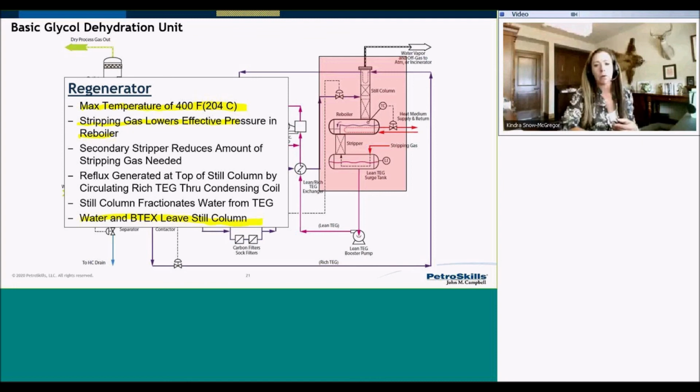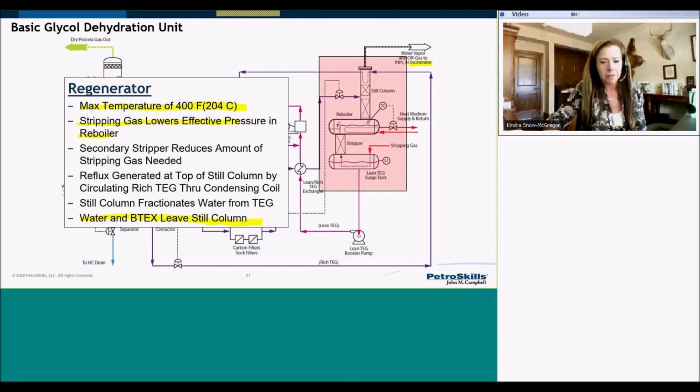I might try to burn it in my fire tube, but because the B and the E are carcinogens, the T and the X are significant irritants to your lungs. All right, so that's the deal with the regenerator.